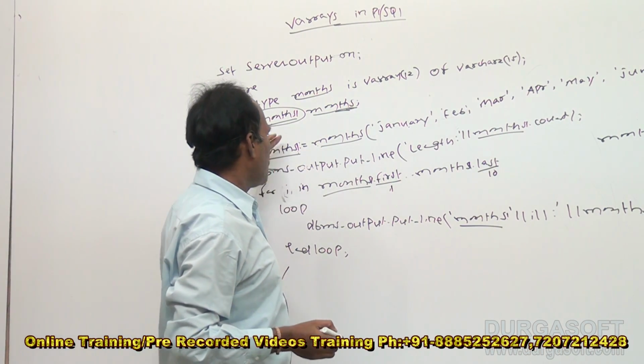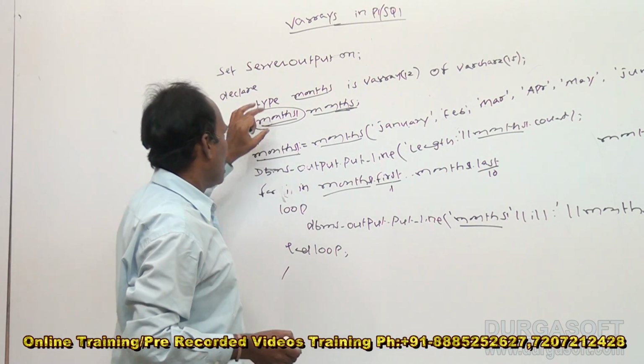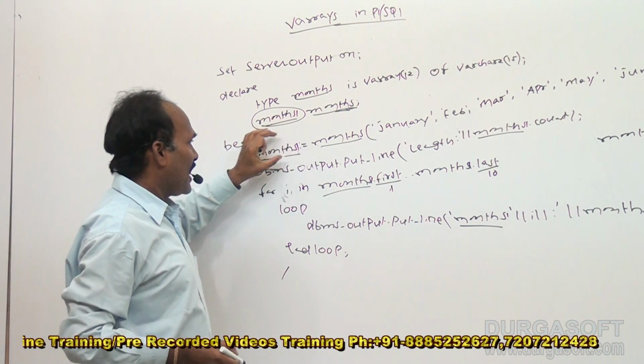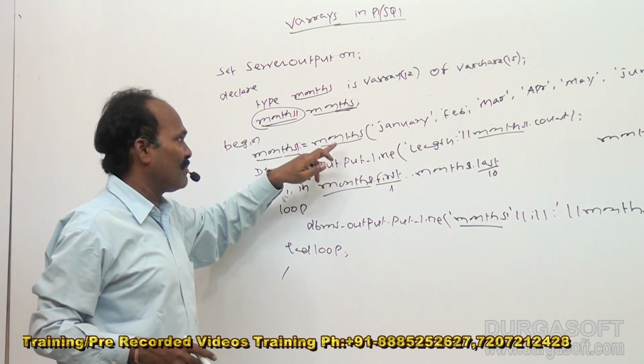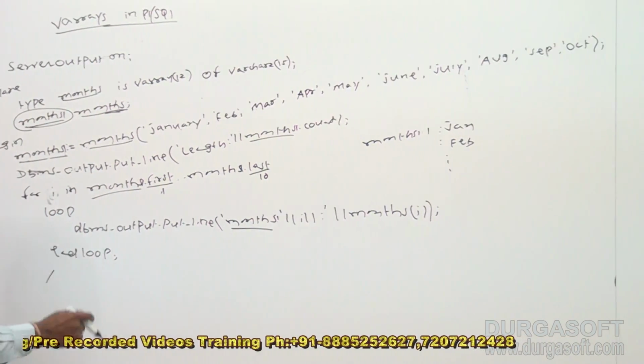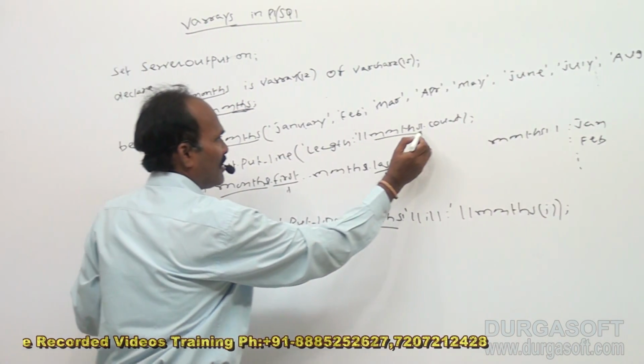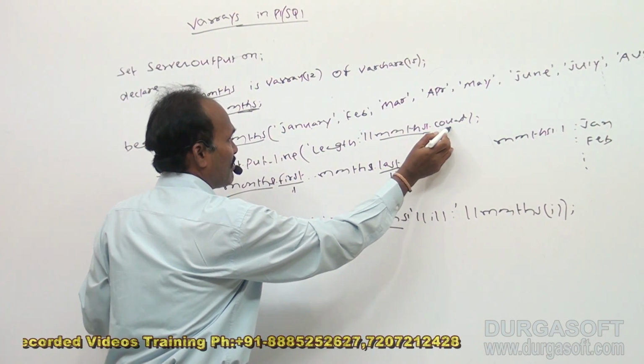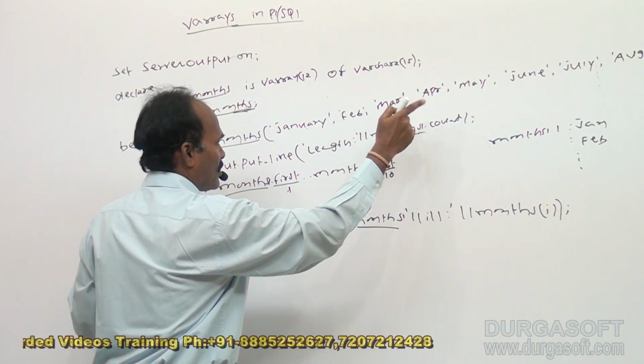So for initialization, you have to specify first the type variable and under which category it comes. That also we have to specify. Months, January, February up to October I have stored. And DBMS output line, months1.count means it is going to print 10 values, because from January to October 10 values are there.